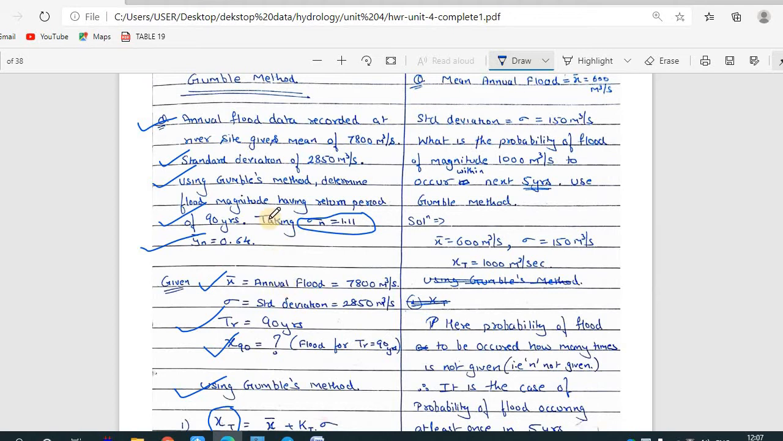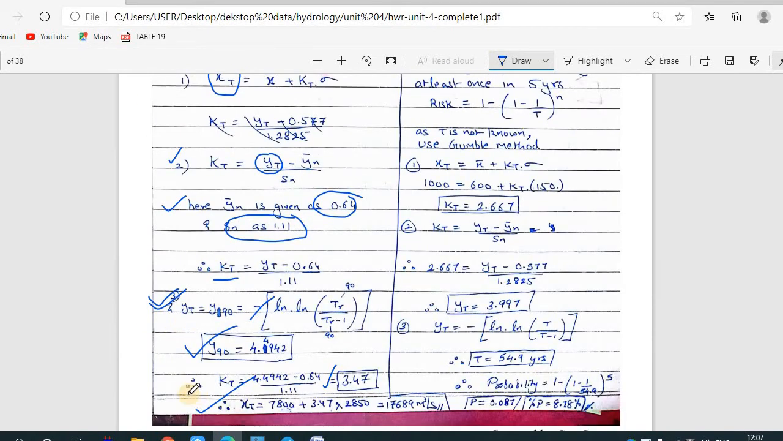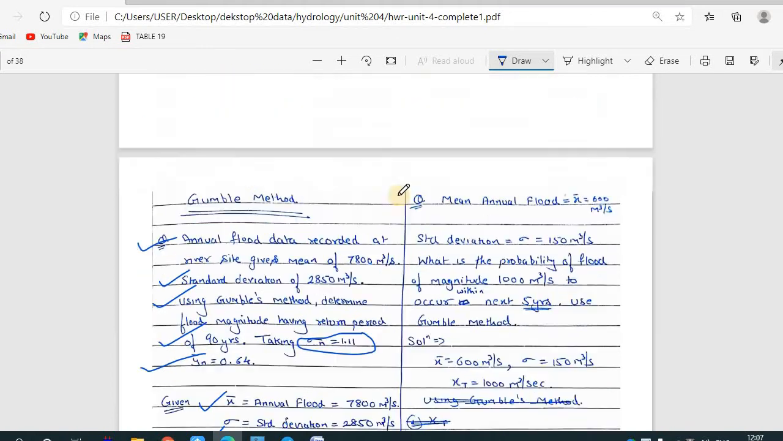In this way you can solve your Gumbel's method. You can calculate the value of the flood. The xt value you can easily calculate. After that we will see the next question.